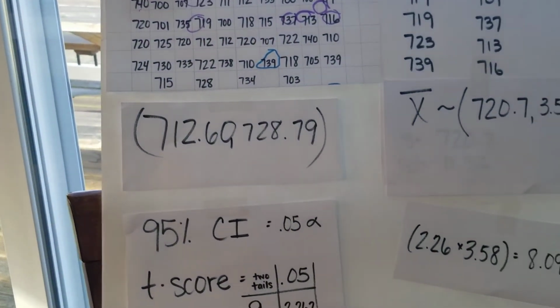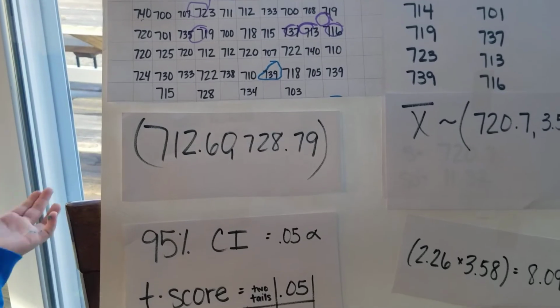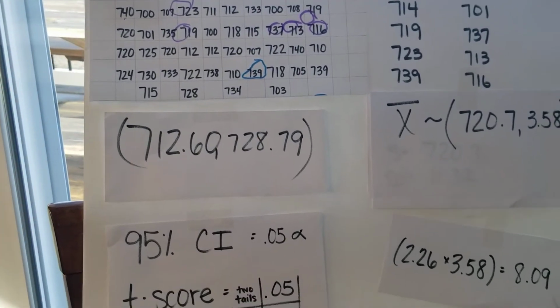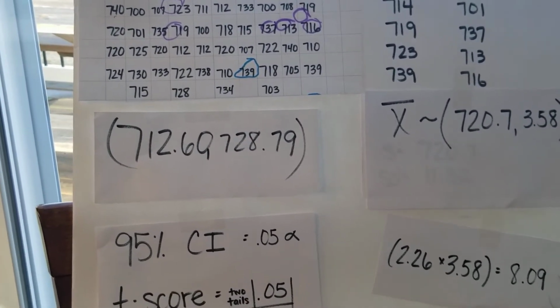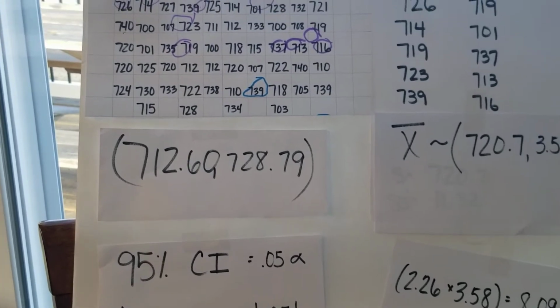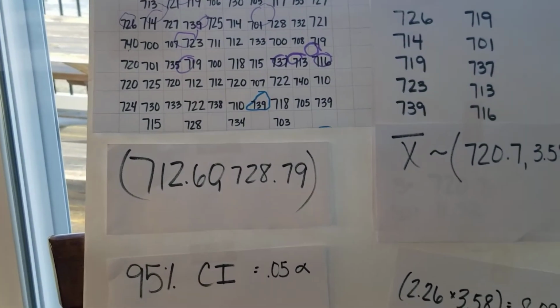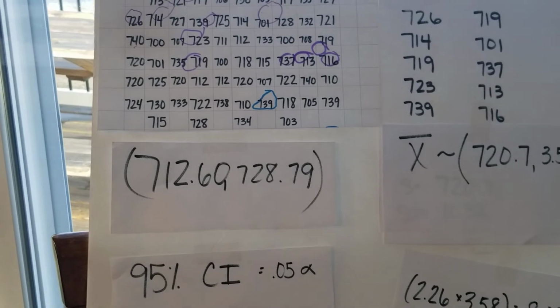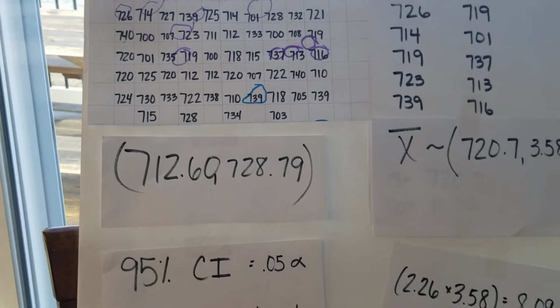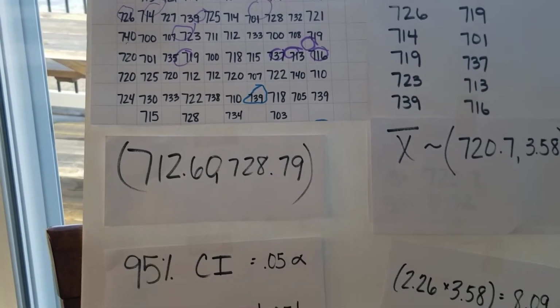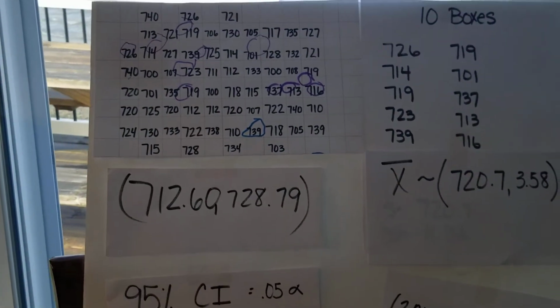If we add 8.09 to our mean and subtract it from our mean, we get a confidence interval, a 95% confidence interval of 712.60 on the lower end. That's our error bound on the lower end, and 728.79 on the top end.